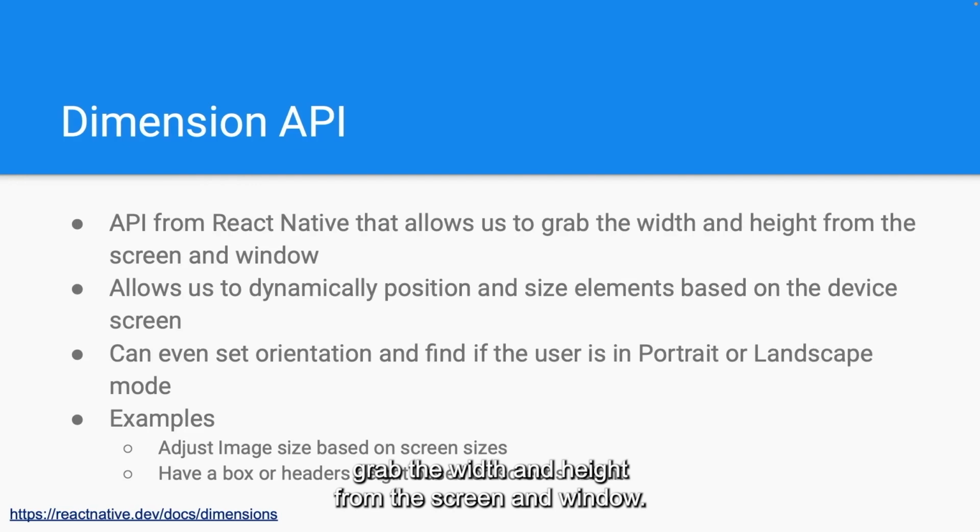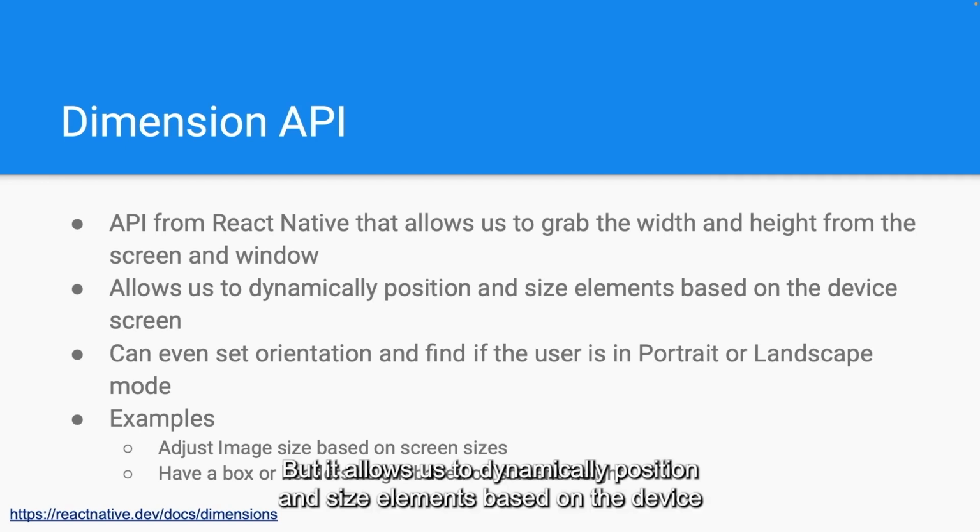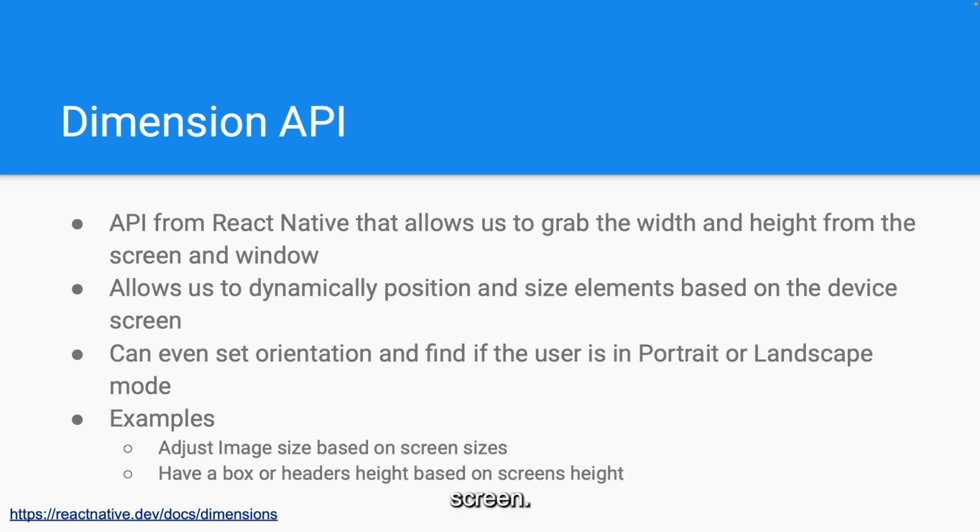So the Dimensions API is essentially an API from React Native that allows us to grab the width and height from the screen and window. And this is mainly more for the screen, like your mobile device, and window is more for like the actual browser that you're using. But it allows us to dynamically position and size elements based on the device screen.